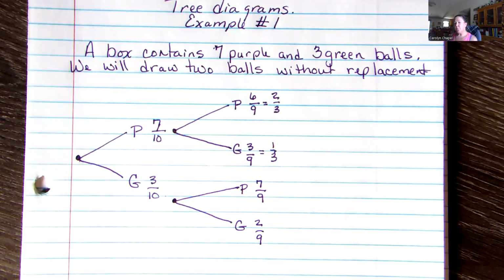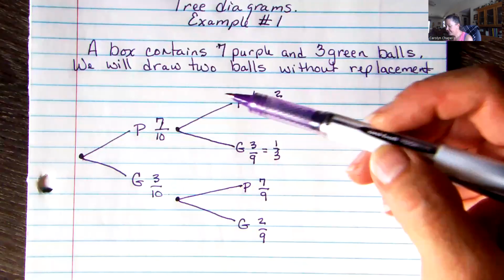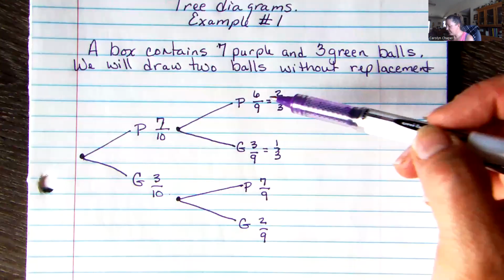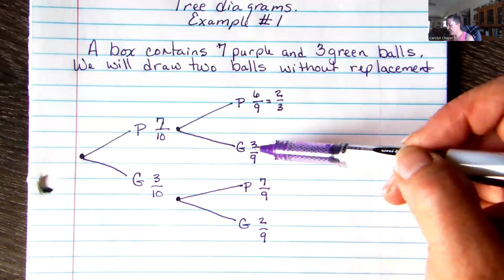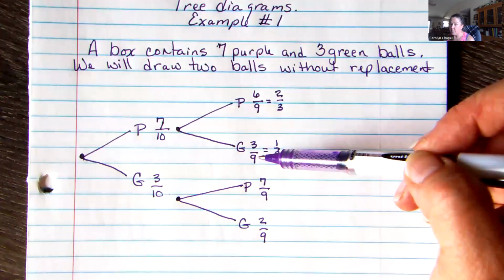Now, if we had done replacement, this 7/10 and 3/10 would have remained the same because we would have had the 7 out of the 10 still and the 3 out of the 10 because we'd put that first purple ball back.